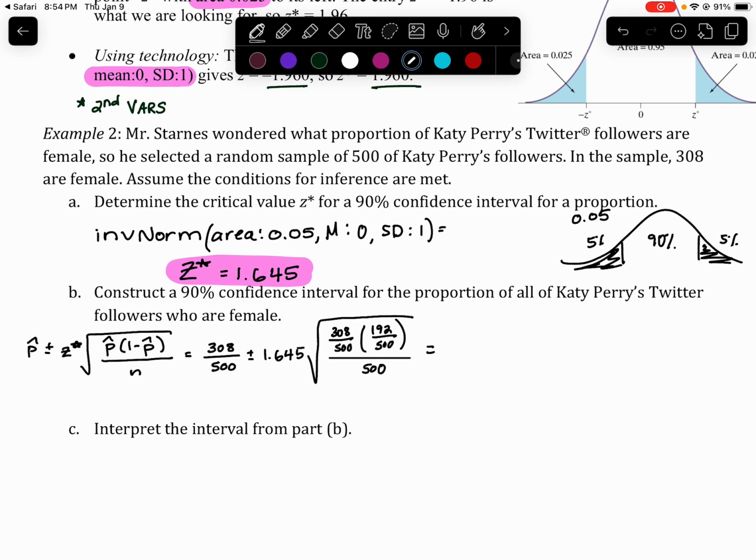So I'm just going to go through and simplify a lot of this to decimal values to make it a little bit easier to do some of our work. And then 0.616 times 0.384 all over 500. And then please do not forget the square root, like I was doing earlier. Okay. So then when we simplify this a little bit more, and you could just type this in the calculator all at once.